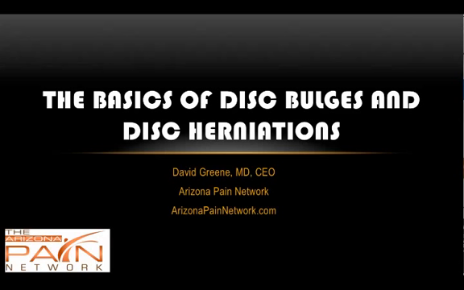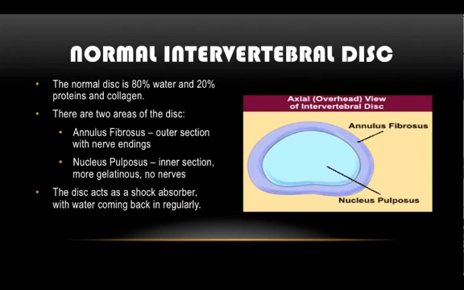Today the topic is the basics of disc bulges and disc herniations. First, let's look at the normal intervertebral disc. Now, you have a disc at every level of the spine, and the normal disc is comprised of 80% water and 20% proteins and collagen.